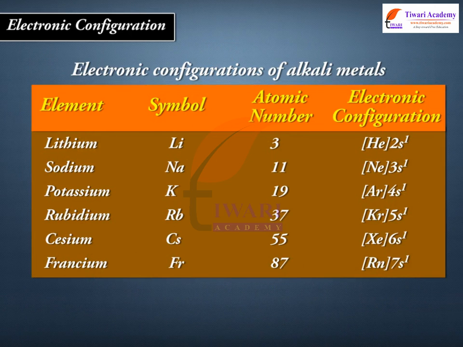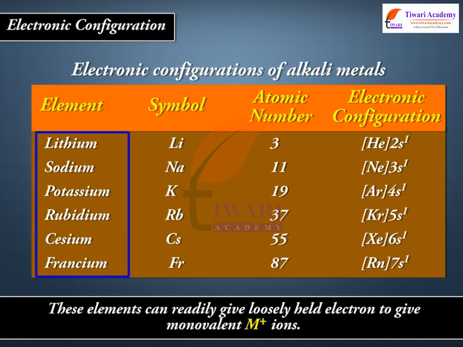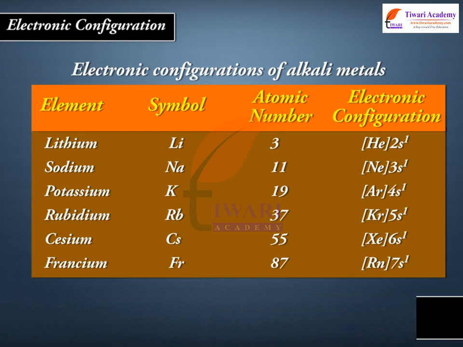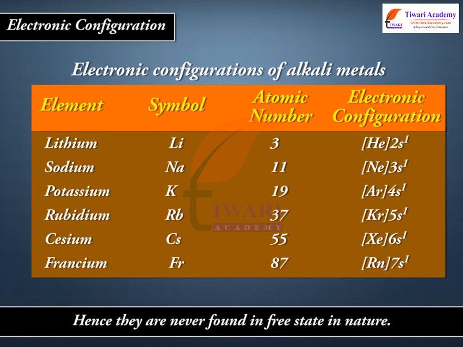Electronic configuration of alkali metals. These elements can readily give up a loosely held electron to give monovalent M+ ions. Hence, they are never found in free state in nature.